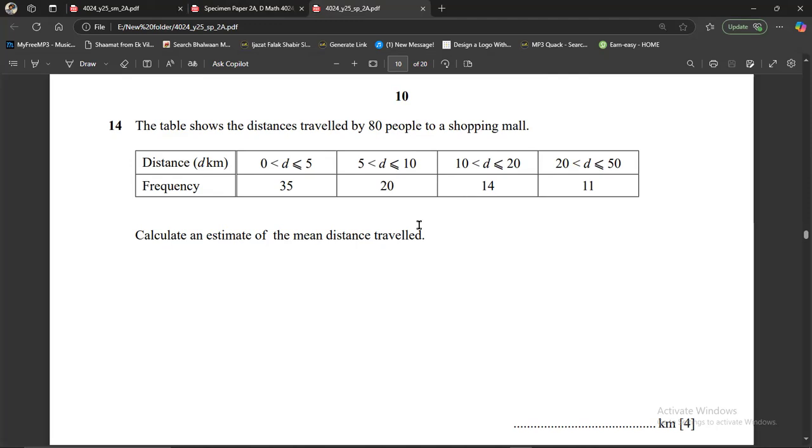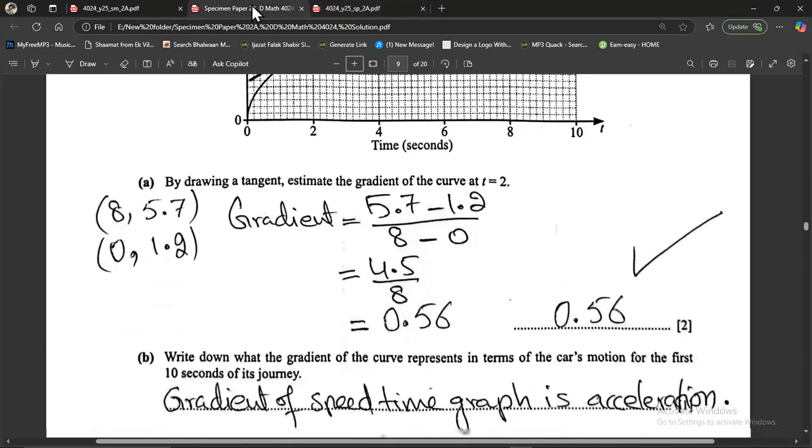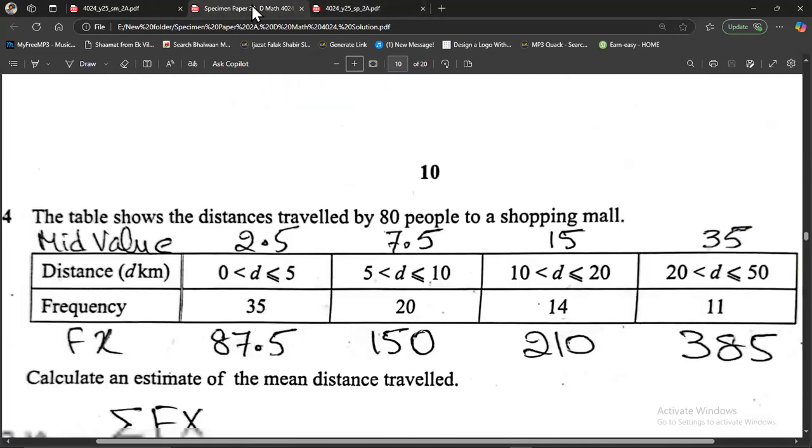When you have classes like this and the frequency is given, you want to find out the mean. I will find out the mid values. Mid values are also called class marks. How do you find the mid value? You add up these two boundaries with each other. Whatever is the answer, you divide it by 2. So 0 plus 5 is 5. 5 divided by 2, that's 2.5. So the mid value here will be 2.5. And then, let me show you.